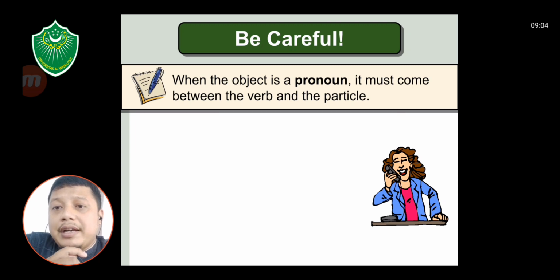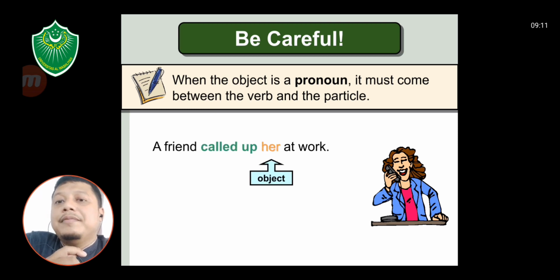Now you have to be careful. When the object is a pronoun, it must come between the verb and the particle. You can see that. For example, a friend called up her at work. The object here is her. It must come between the verb and particle.